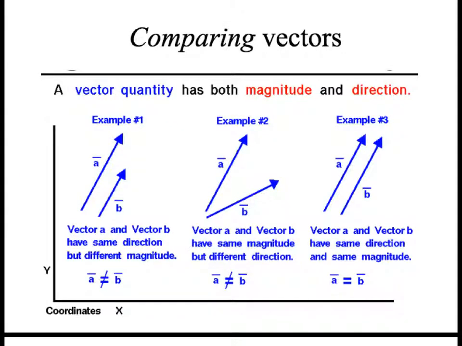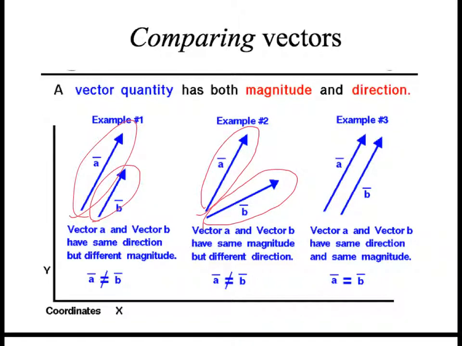Here's a couple of examples comparing vectors. You can see these two vectors are not the same. They are not equal because they are not the same size. These two vectors also are not equal. Even though they may be the same length, they're not the same because they're going in different directions. These two, on the other hand, are the same because they're both going in the same direction. They're parallel to each other. They are also both the same length, or they have the same magnitude.